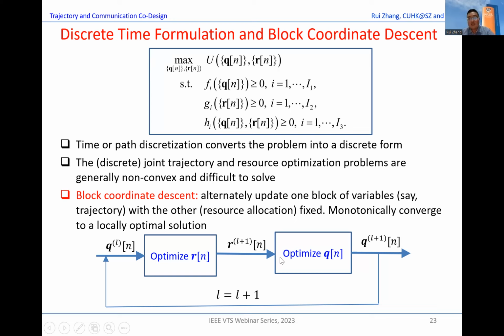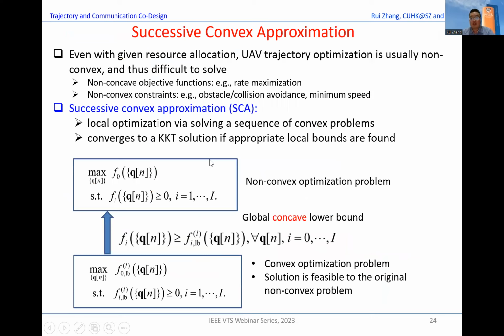That means we can fix one set of variables, for example the trajectory, and optimize the communication resource allocation. And then we fix the resource allocation and optimize the UAV trajectory. When we iterate until convergence, we can reach a suboptimal solution for this problem in general, but maybe a quite satisfactory local optimum. Of course, when we solve each of these problems, optimizing Rn with fixed Qn or optimizing Qn with fixed Rn, we still encounter non-convex optimization problems.